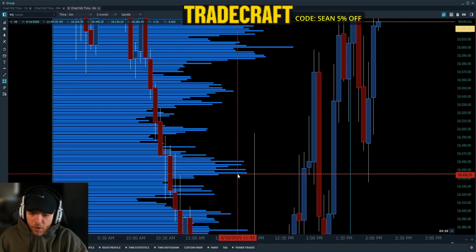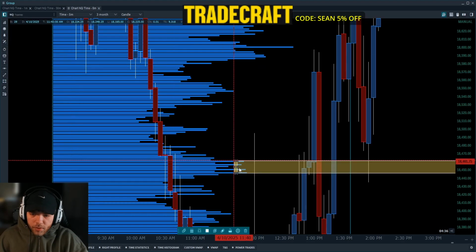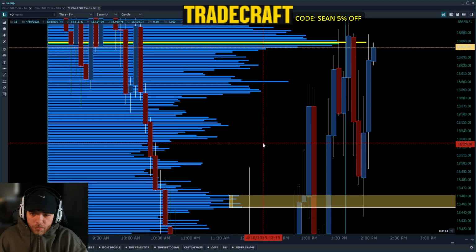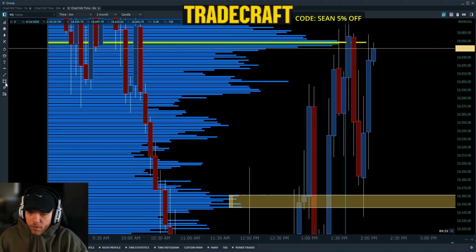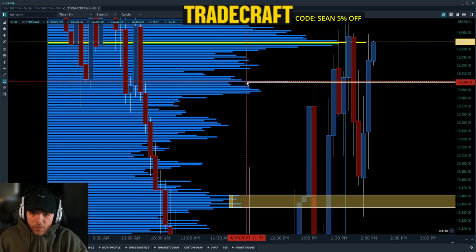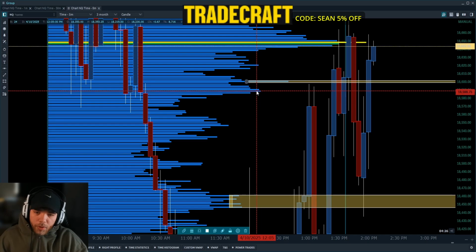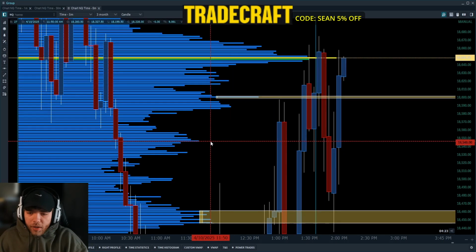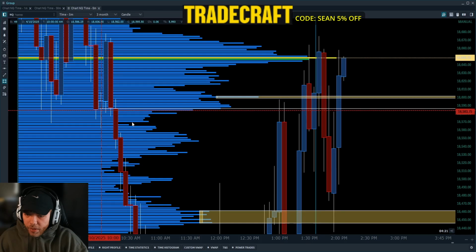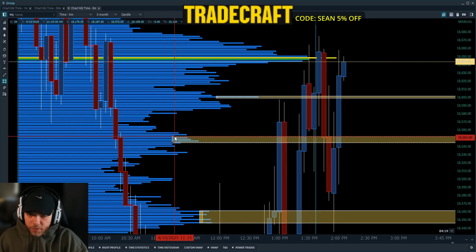So we're going to draw some boxes. We're going to look at this as one giant volume node. There's one here. That would be our first scale. And we can also look at that too. That could have been a scale. You know, you can just kind of feel it out. And then this would have been our second scale.